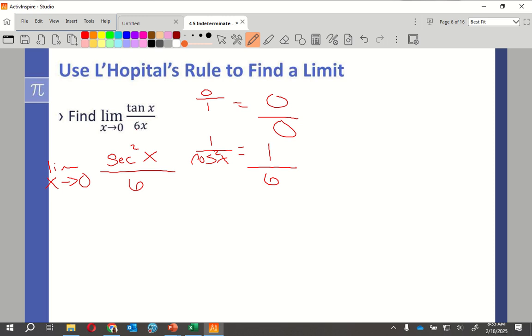Make sense or no? Kind of? The sine, cosine, tangent got you again?